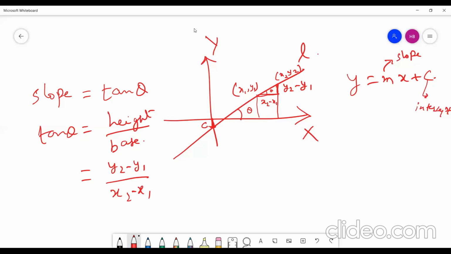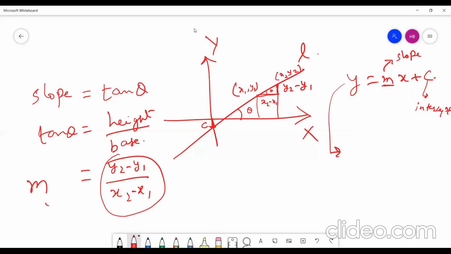Now, since here m represents slope, and we know that for any straight line in a coordinate plane, we can calculate the slope as y2 minus y1 divided by x2 minus x1 as well, so we can substitute the value of this m in this equation. Actually, we cannot right away substitute this value. We have to make some changes as well. Those are minor changes, but beyond the scope of GMAT. So let's just take a look at the final equation.